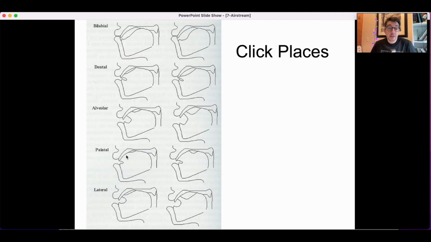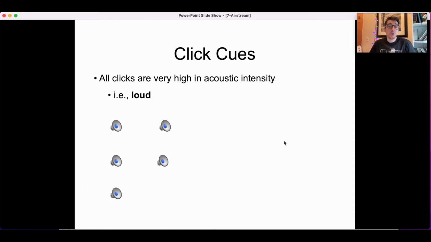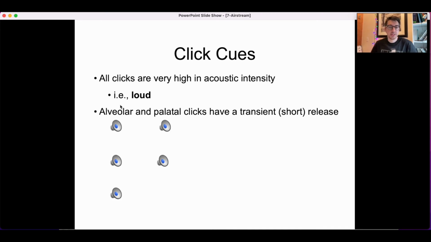Then there is a palatal closure, which covers a huge chunk of the front of the palate. Alveolar as well, dental and bilabial, and you can see what happens when you lower the tongue with all of these sounds. You increase the chamber and the air pressure decreases, right? In this case. So all clicks are very high in acoustic intensity, which means they are loud. We'll learn about intensity very soon. Alveolar and palatal clicks have a transient, short release, so this is how they are produced.